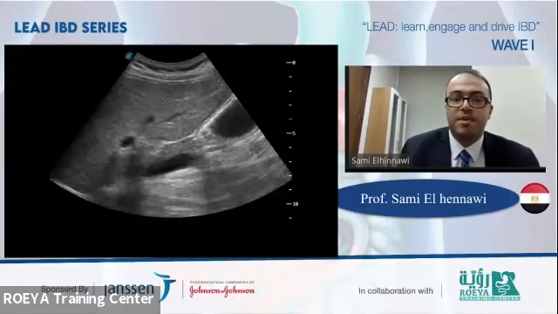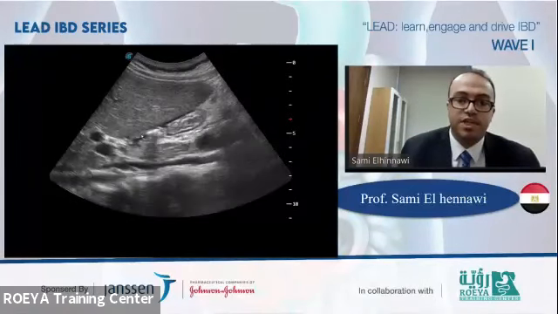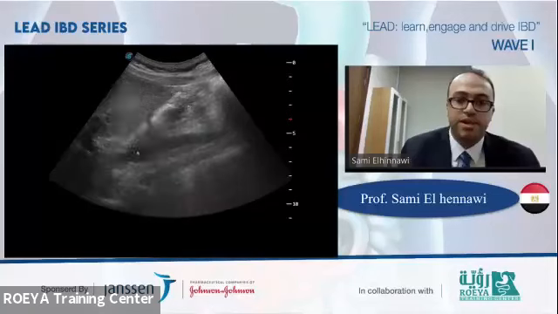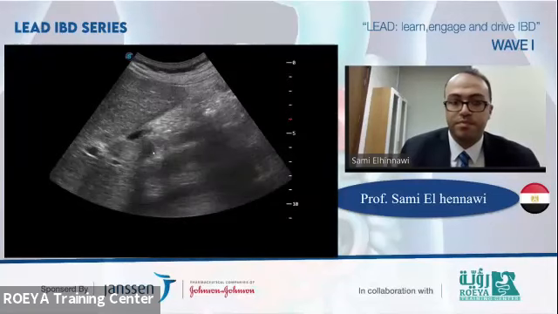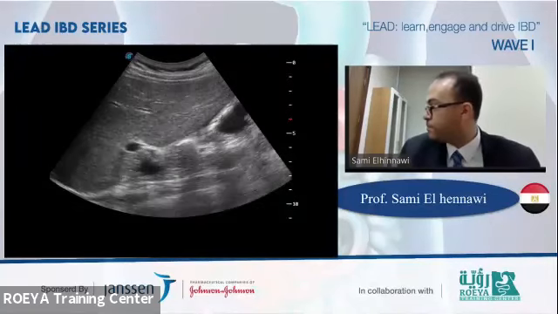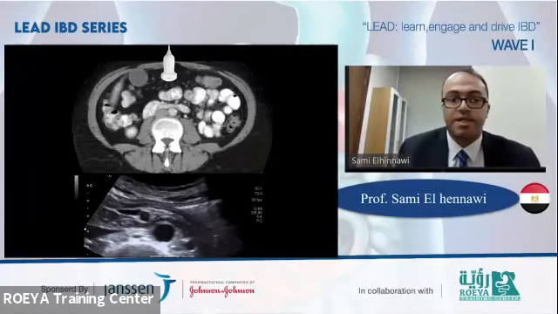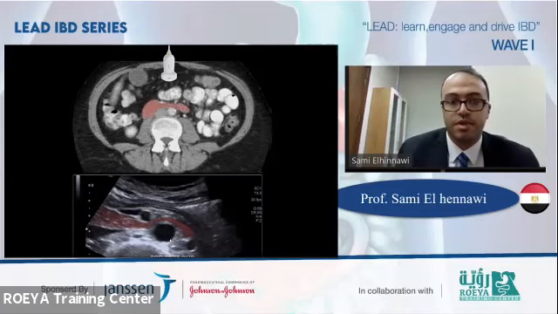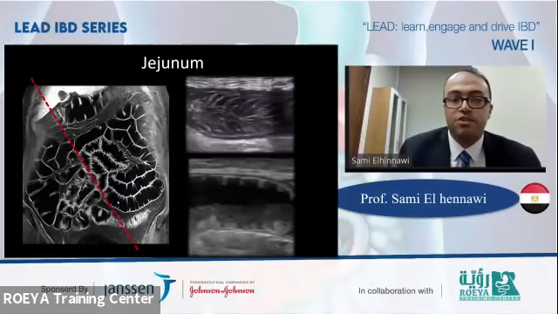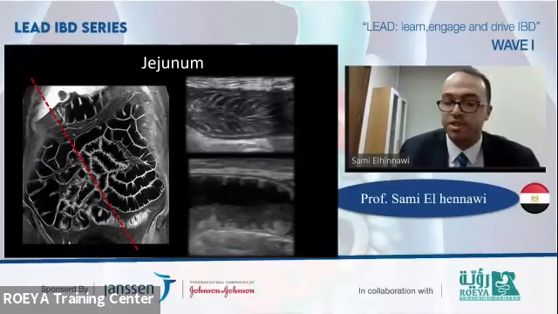This is a tiny image of the pylorus and the first part of the duodenum, the second part, and then the third part of the duodenum. This is another image of the third part of the duodenum, which is located between the superior mesenteric artery and the aorta. When we are going to scan the duodenal loops, if we draw an imaginary line between the right hypochondrium and the left iliac fossa, the duodenal loops will be upwards and to the left, and the ileal loops will be downwards and to the right.